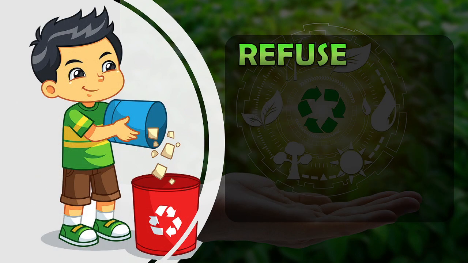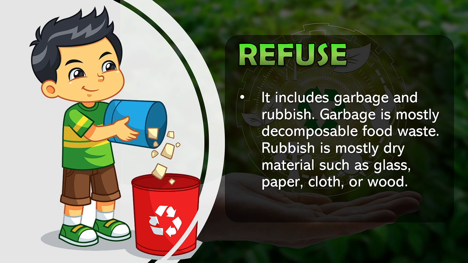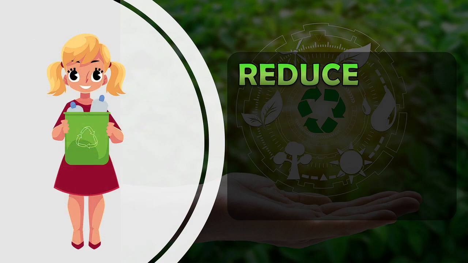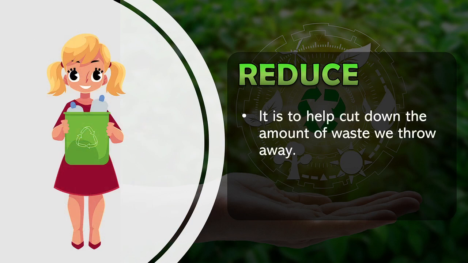First is refuse. It includes garbage and rubbish. Garbage is mostly decomposable food waste. Rubbish is mostly drier materials such as glass, paper, cloth, or wood. Next is reduce. It is to help cut down the amount of waste we throw away.